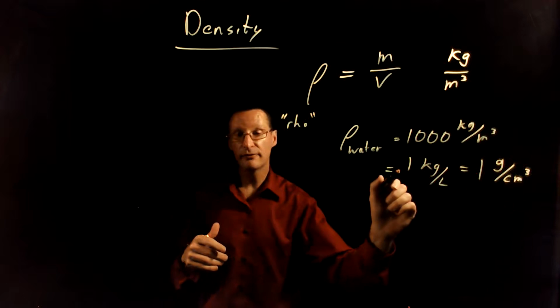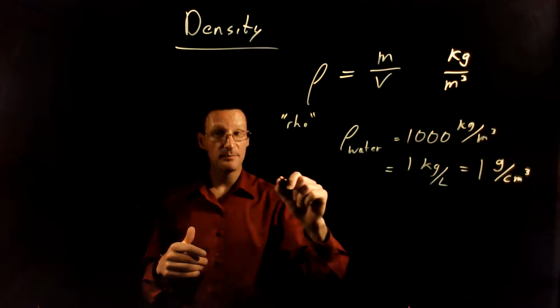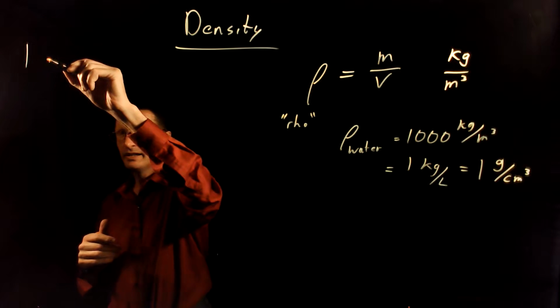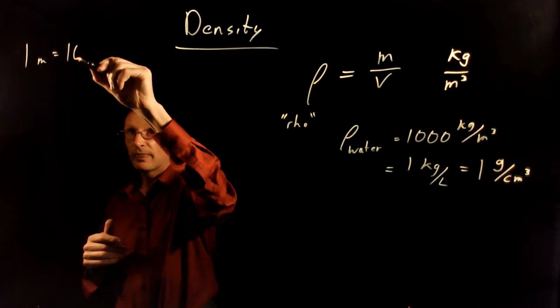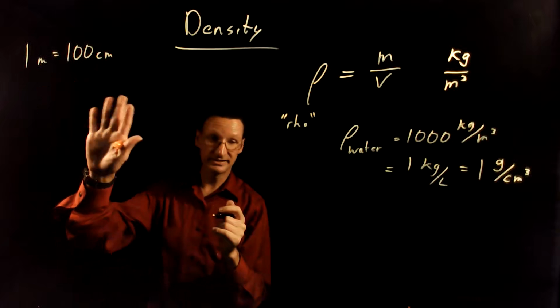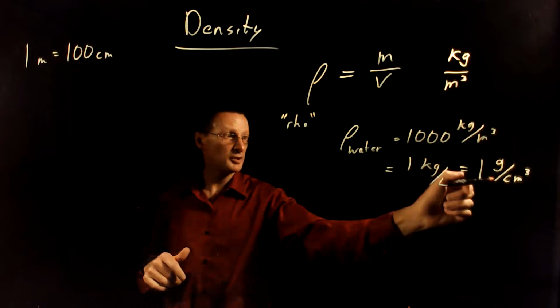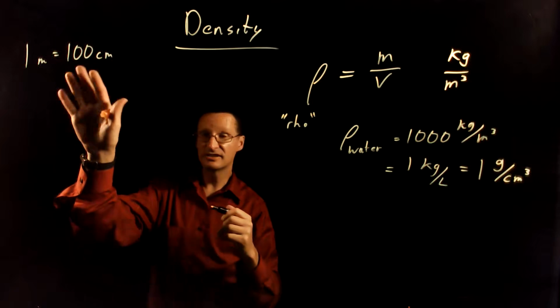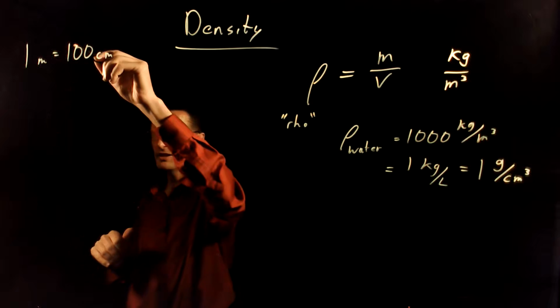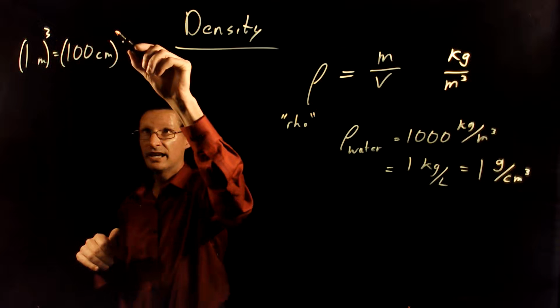Now, a note on converting units like centimeters cubed and meters cubed. If you have 1 meter is equal to 100 centimeters, so that's the conversion between meters and centimeters. To get to cubic centimeters to cubic meters, you can't use the same relationship of 100. You have to cube them. So I need to cube this and cube this.